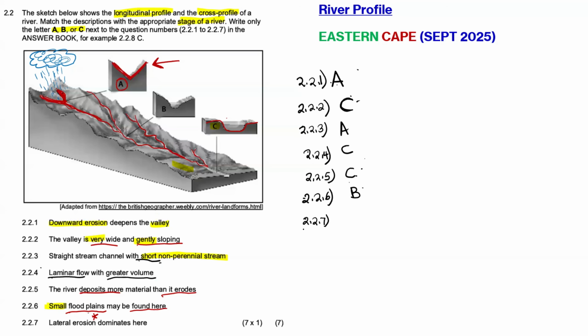All right. 2.2.7 is lateral erosion is dominating. Which place has got lateral erosion that is dominating? B, sir. Yes, B. Guys already know that lateral erosion is the dominant fluvial process at the middle course. That's lateral erosion. So that's how you get your 7 out of 7, guys.